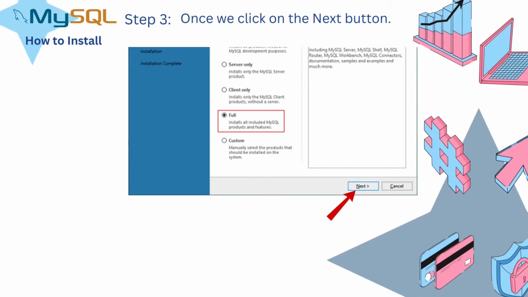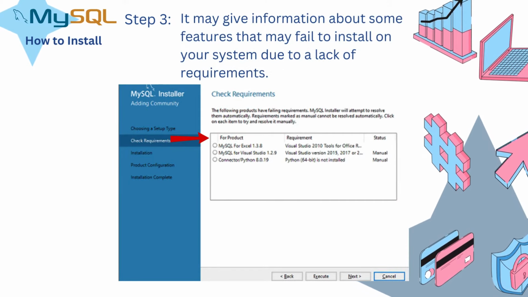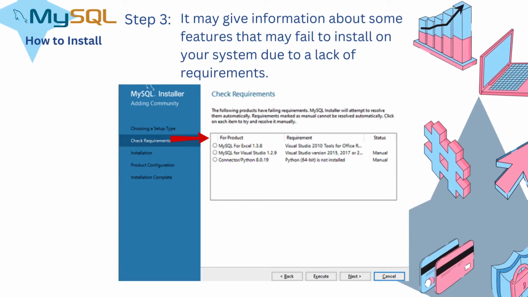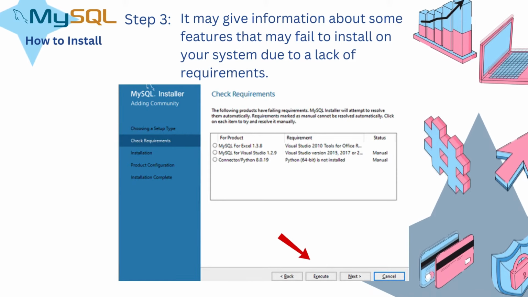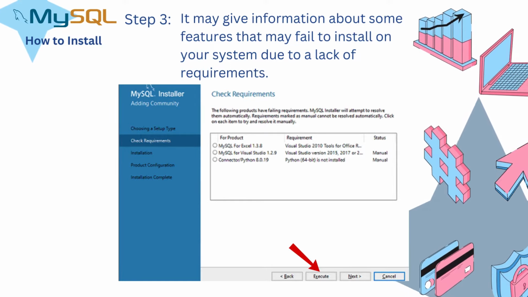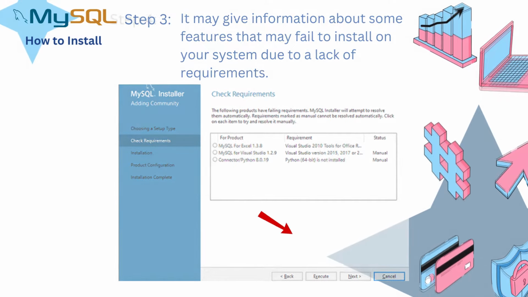Step 3. Once we click on the Next button, it may give information about some features that may fail to install on your system due to a lack of requirements. We can resolve them by clicking on the Execute button, which will install all requirements automatically, or we can skip them. Now, click on the Next button.